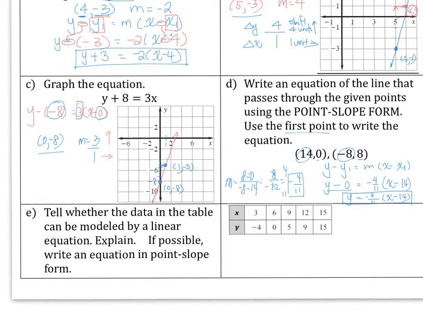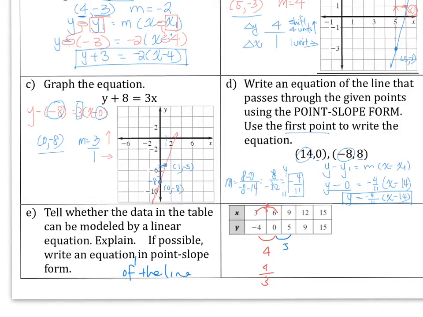Part E. Tell whether the data in the table can be modeled by a linear equation. Explain. If possible, write an equation of the line in point slope form. Okay, now the strategy here is to compare the slopes between these points. 0 minus negative 4 gives you positive 4. 6 minus 3 gives you 3. So the slope between these first two pairs of points is 4 over 3.